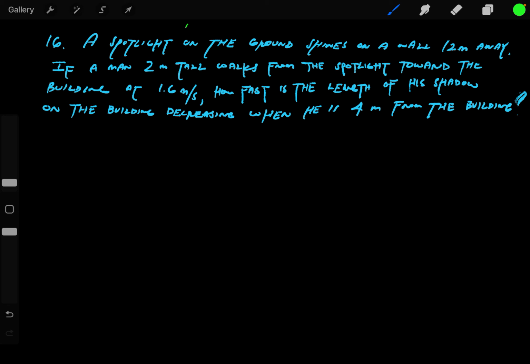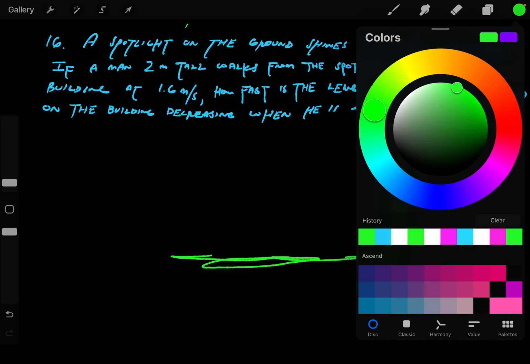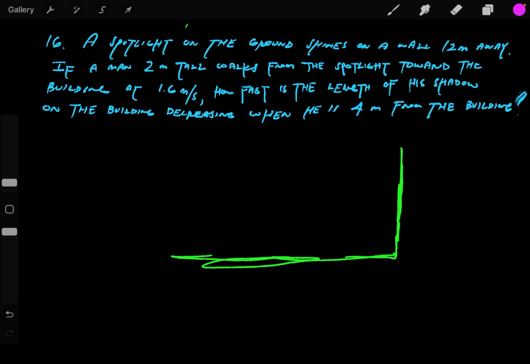Okay, so here we have a spotlight on the ground that shines on a wall 12 meters away. You want to first start with drawing this and see what's happening here. So basically, you have this wall and then you have this spotlight. The spotlight is right here, and it's shining onto this wall, something like that. And it's making this shine over here.